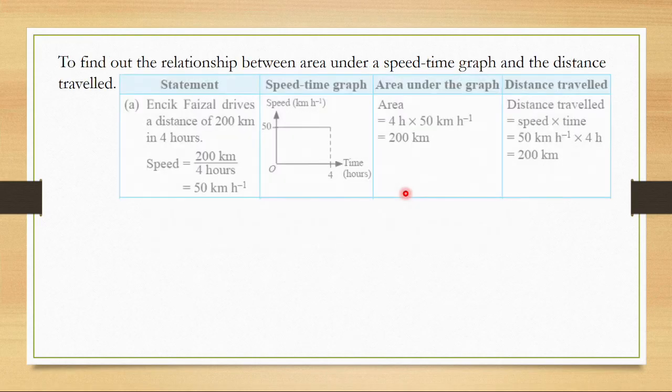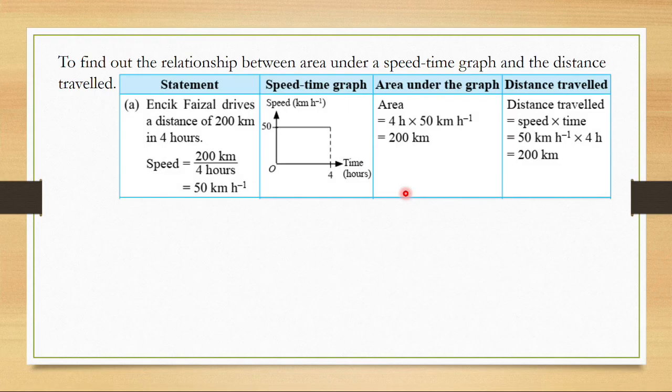Okay, to find out the relationship between area under a speed time graph and the distance traveled, for example, you look at the statement here. Encik Faisal drives a distance of 200 km in 4 hours. So from the question here, we know that the speed is distance divided by time. 200 divided by 4 is 50 km per hour.